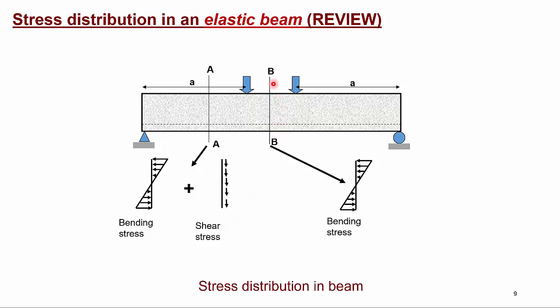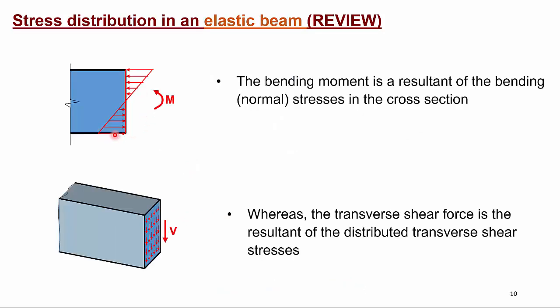So again, at section BB, where there is only bending moment acting on it, there is only the normal stress caused by the bending moment, whereas at section AA, there is both bending stress and the shear stress caused by the shear force as well. The bending moment causes the normal bending stresses in the beam. At the bottom it is tension and at the top it is compression, whereas the transverse shear force causes the transverse shear stress in the beam cross section.